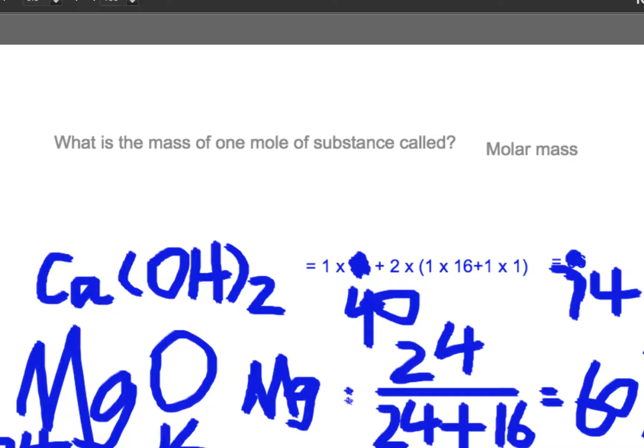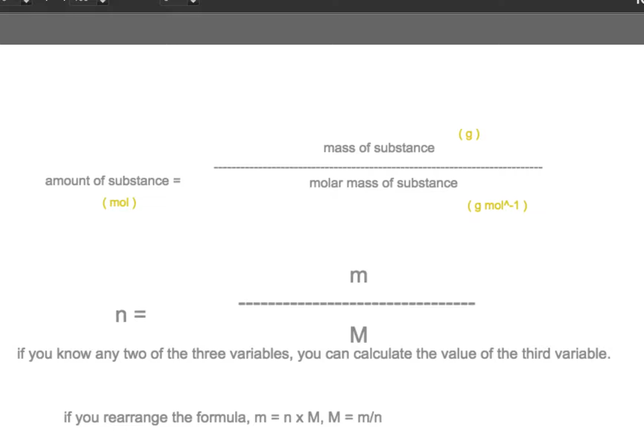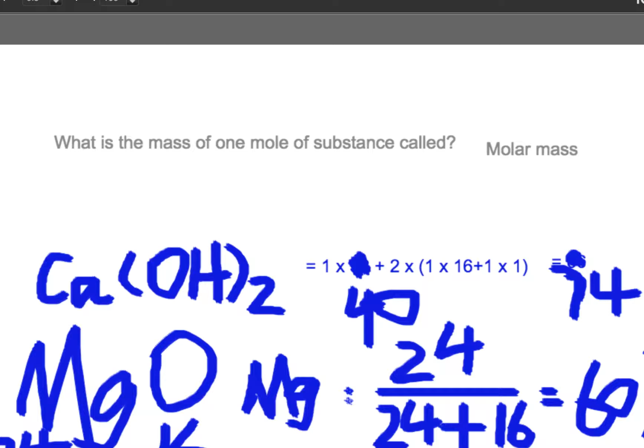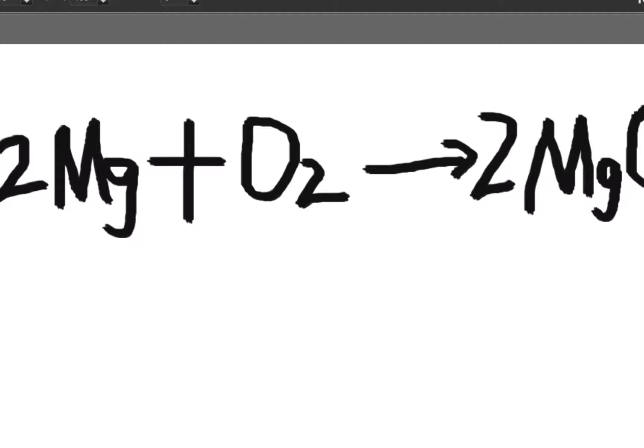Now let's move on to the applications of moles in chemical formulas. One reaction that's very commonly seen is the reaction of magnesium and oxygen. Oh, sorry, let's go back.